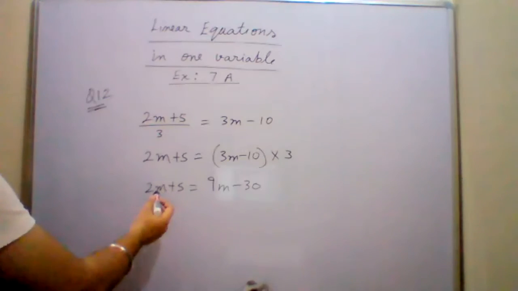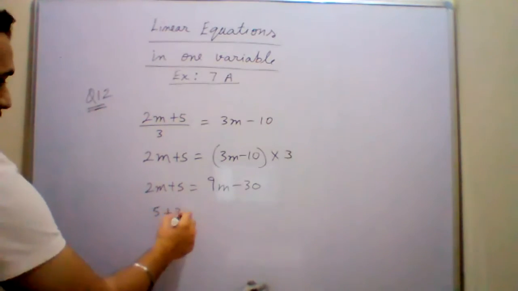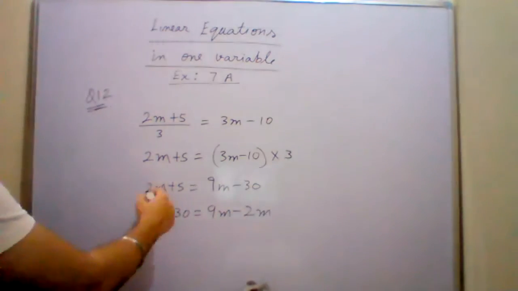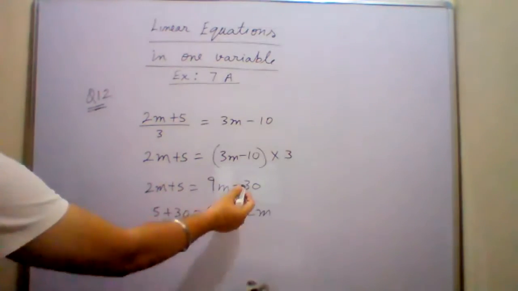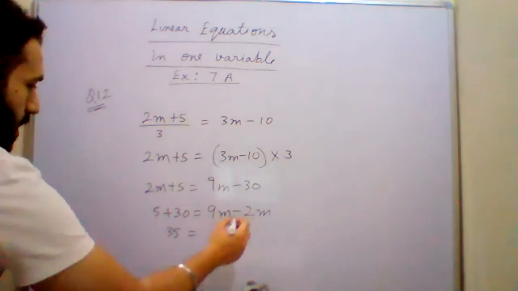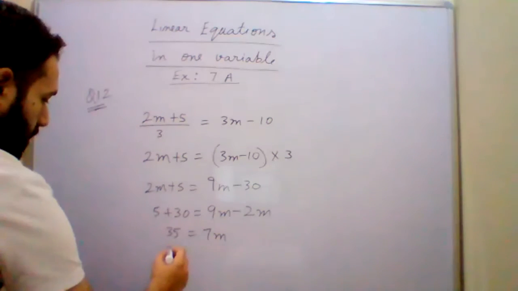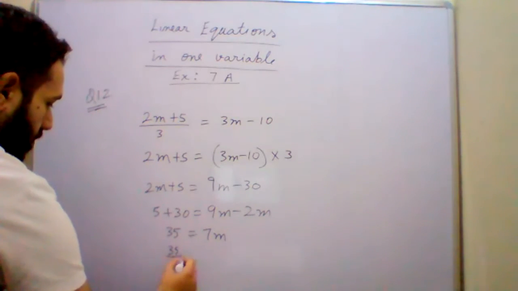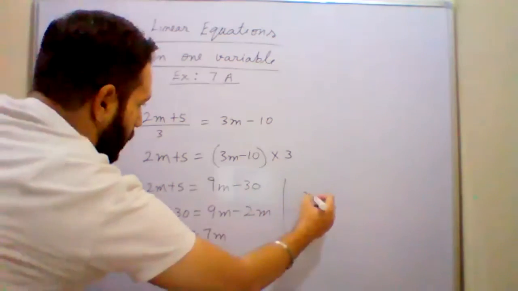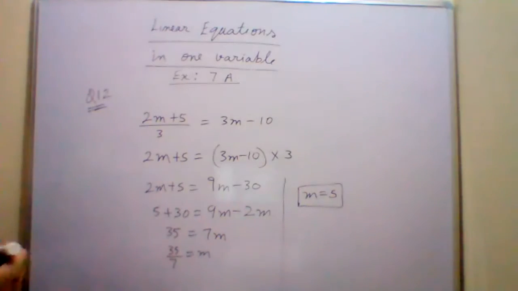9m. And take 2m from LHS to RHS now. 5 plus 30 is equal to 9m minus 2m. I have taken 2m to RHS and 30 I have taken to LHS. 5 plus 30 is 35. 9m minus 2m is 7m. We will divide 35 by 7. 5 is the answer. So what is the answer? M equals 5. M is equal to 5.